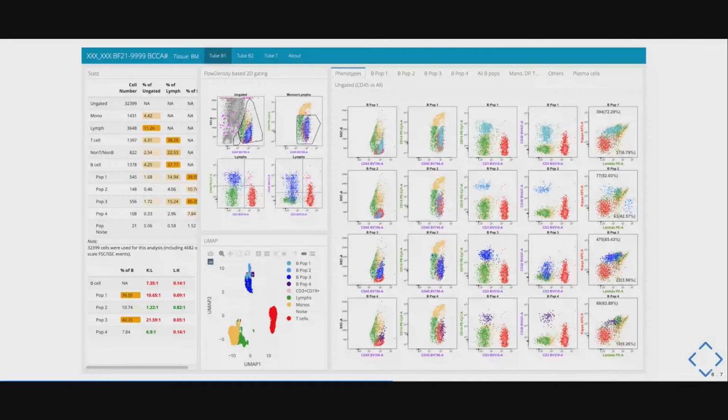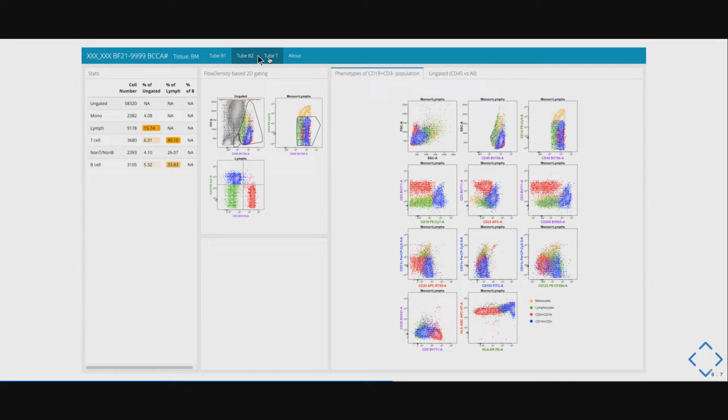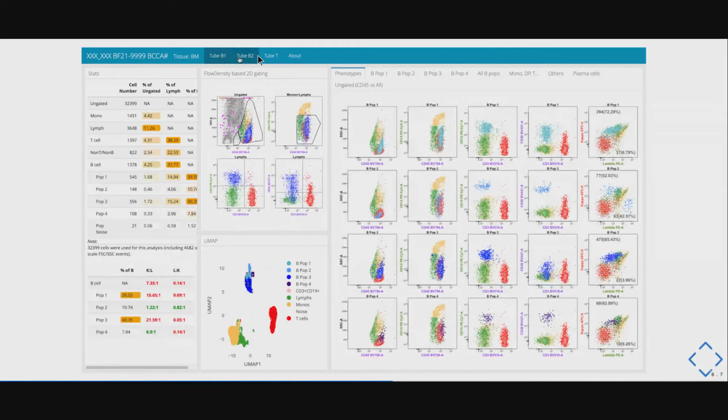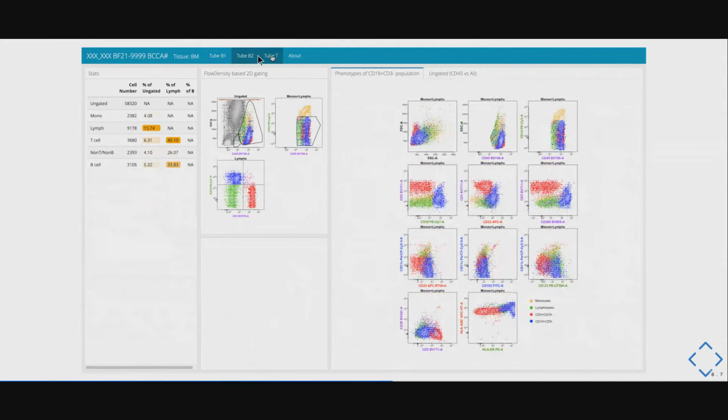The other unique feature of our AutoFlow algorithm is that the report is delivered in web HTML format instead of PDF. And the web HTML format provides a much improved user experience. The header shows the sample ID, tissue type, and also options to switch between results from different tubes. So instead of a static PDF file, in the HTML file we can click different tabs to bring out different results from different tubes.